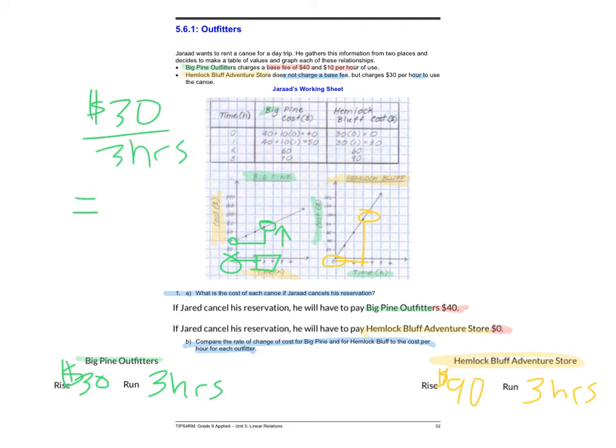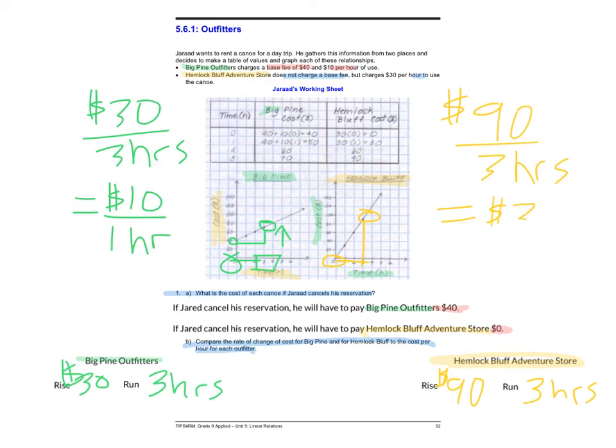30 over 3 is the same thing as $10 for 1 hour. For Hemlock, we've got $90 over 3 hours. So that simplifies down to $30 for 1 hour. So we've got our rate of change for both of our two outfitters.